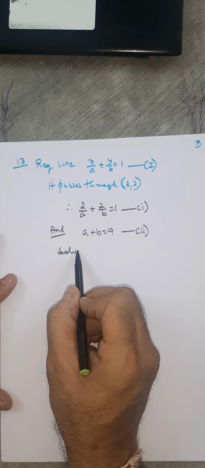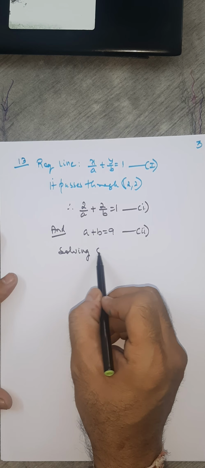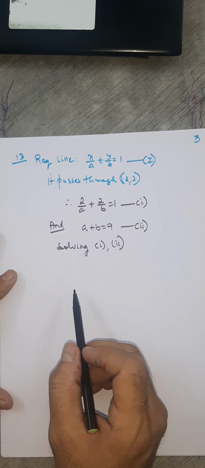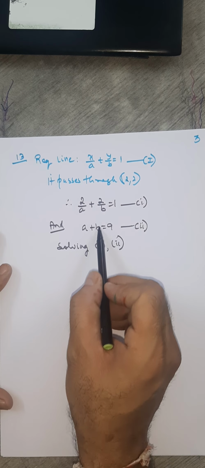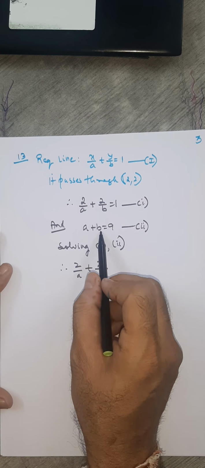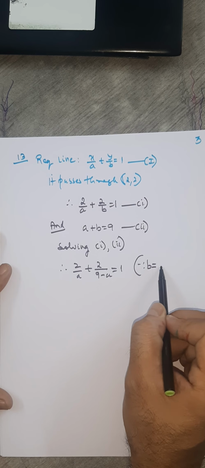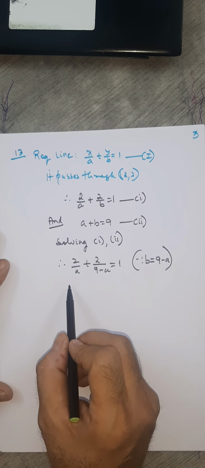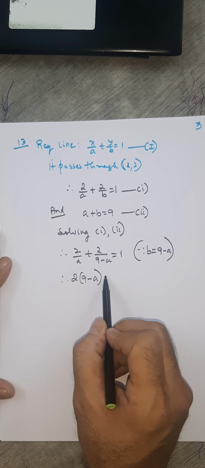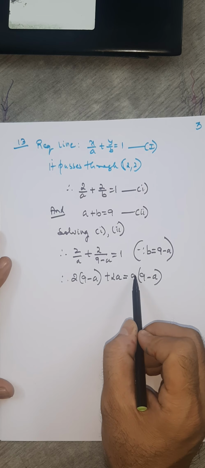So solving 1 and 2 for a and b, and we put them into equation number 1. How do I solve? You can put the value of b over here. So 2 by a plus 2 by what is b? 9 minus a equals 1. Whichever way you like, you do it. I did it this way here. So 2 into (9 minus a) plus 2a equals a into (9 minus a).